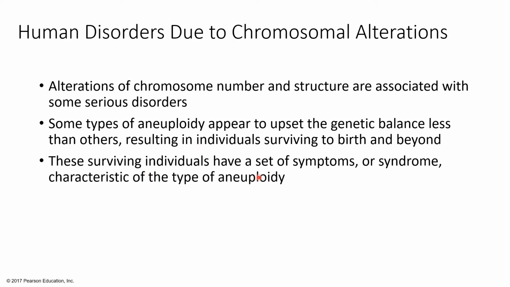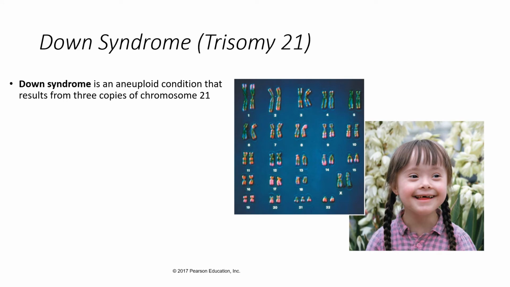So those that do survive often have a defined set of symptoms, which can ultimately be called a syndrome. And they are always characteristic of that particular type of defect. So perhaps the one that is most commonly known is Down syndrome, or a trisomy of chromosome 21.